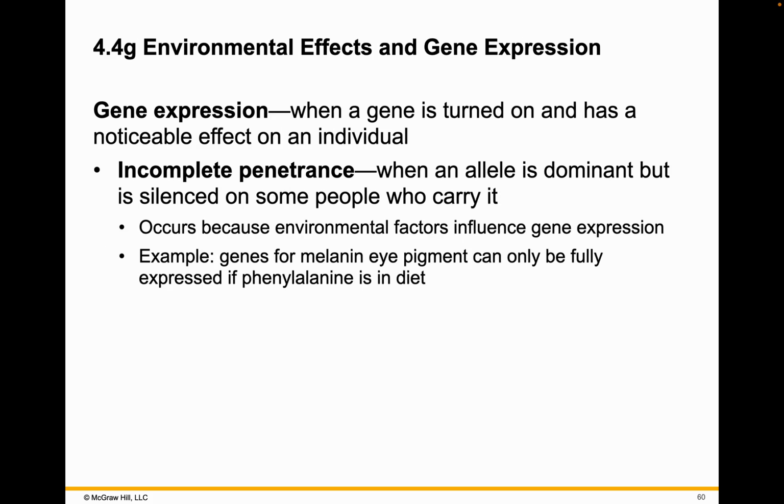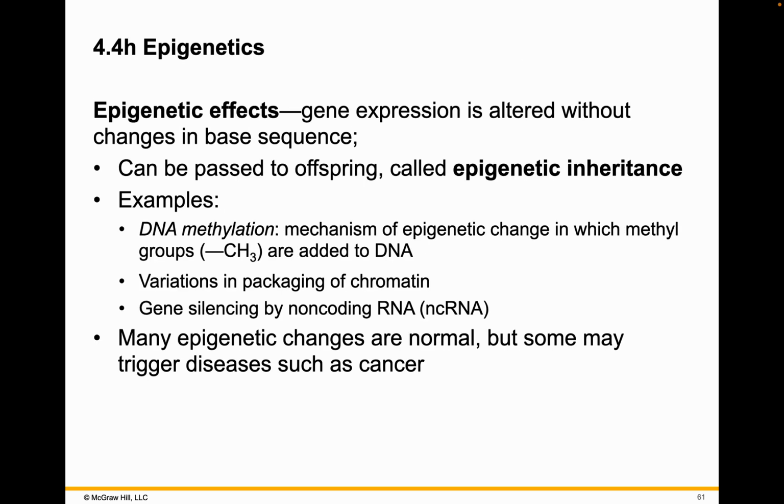Gene expression is when a gene is turned on and has a noticeable effect on an individual. The amount of effect would be its penetrance, so we can have incomplete penetrance when a dominant allele is silenced by someone who carries it. That could be because of environmental factors influencing gene expression. So, for example, genes for melanin eye pigment can only be fully expressed if there's phenylalanine in the diet.